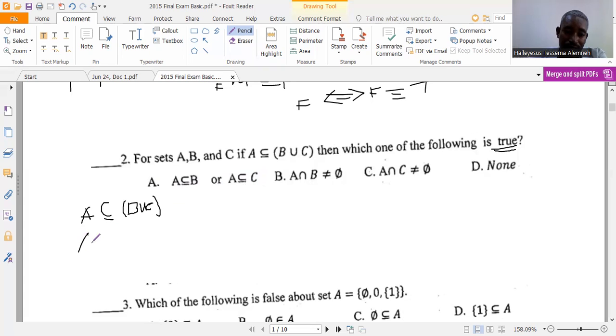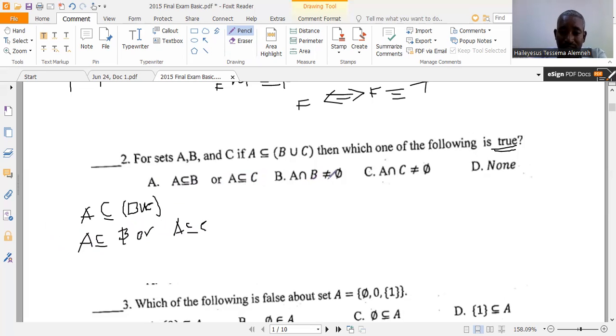A is a subset of B or A is a subset of C. May not be. It can't be. A is a subset of B or B is a subset of it. Cannot be.